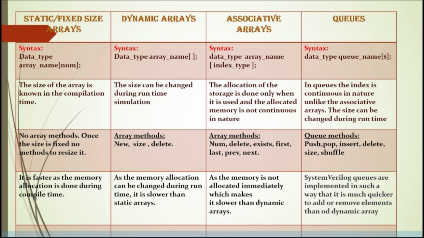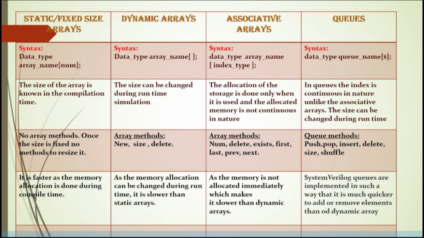But if you want a detailed explanation, then you can go to the playlist and check the videos. Now coming to arrays, you have four types of arrays, which are static array or fixed size array, and then dynamic arrays, associative arrays, and queues. Like there is this one question among these arrays: how do these arrays differ from each other?